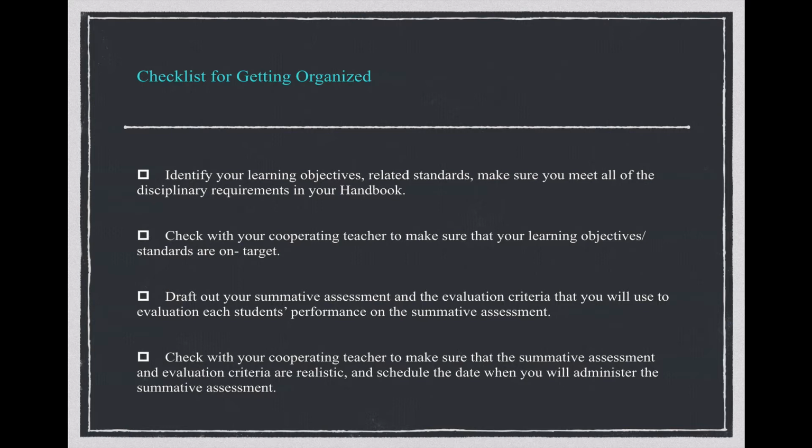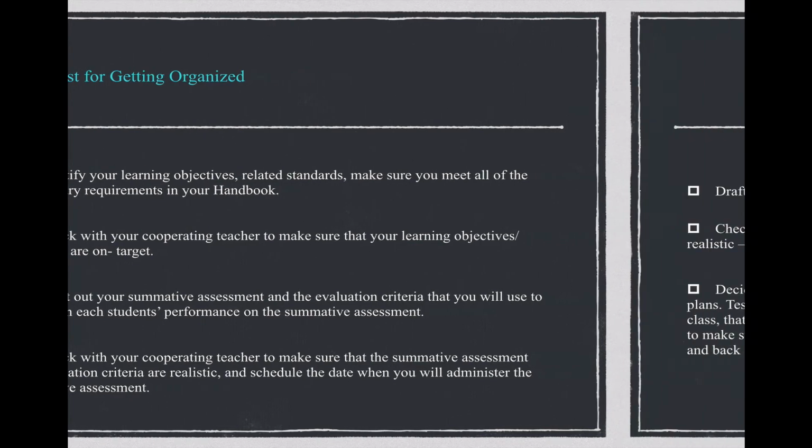Draft out your summative assessment, and again, make sure that your summative assessment encompasses all of the learning objectives that you have set forth in task 1 when you're planning, and you want to make sure that the evaluation criteria that you use to score your summative assessment is aligned with the learning objectives that you state you hope your students will accomplish as they work with your central focus. And check with your cooperating teacher again to make sure your summative assessment and your evaluation criteria are realistic, they're achievable, and they're not too easy. Okay, so it's not just skills.